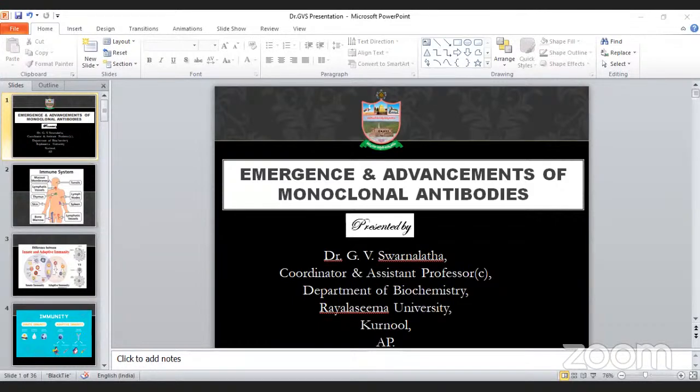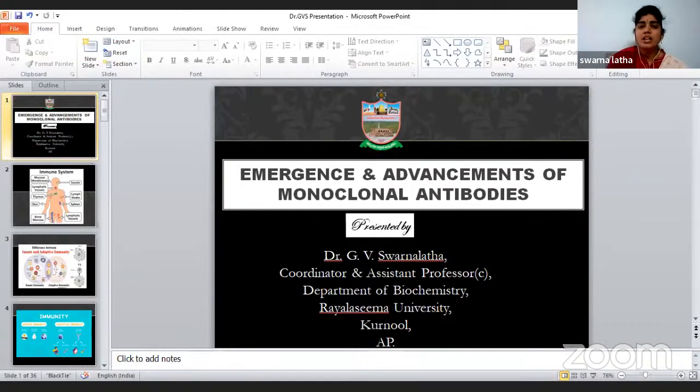Before entering into monoclonal antibody production, let's have a brief intro about the immune system and what is involved in it. You all know the immune system, as almost all of you are UG students and a few PG students. You may already know the introduction, but anyway, I'll give a brief intro in 3 or 4 slides.